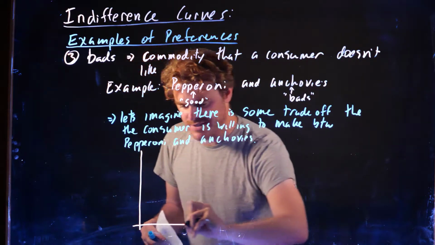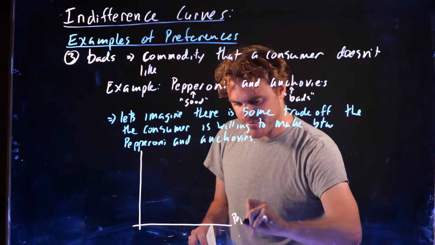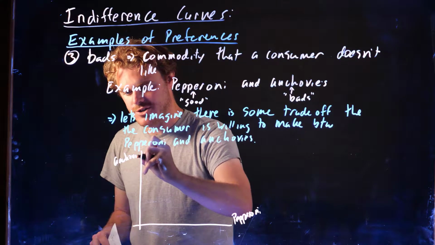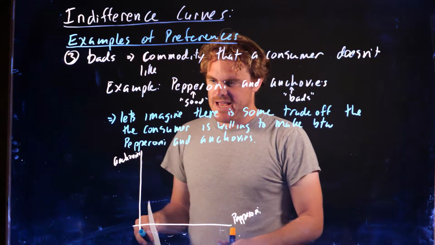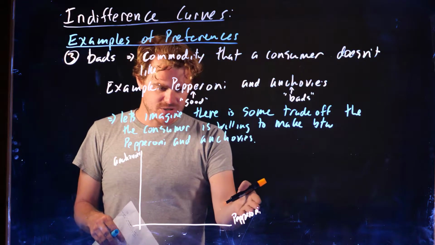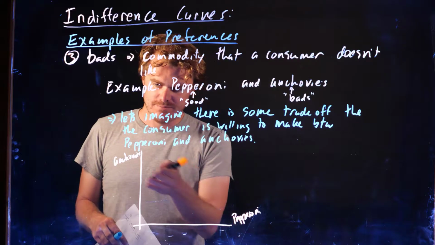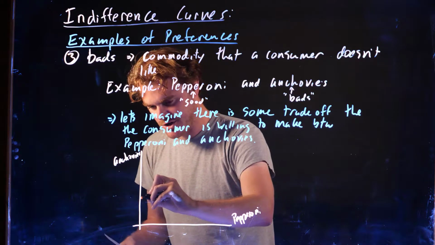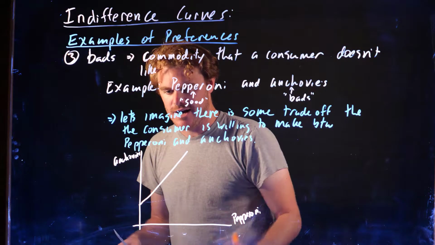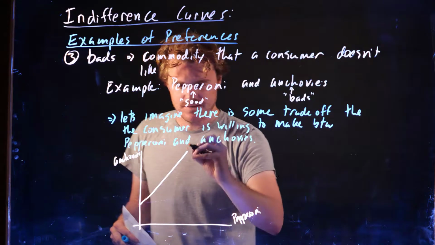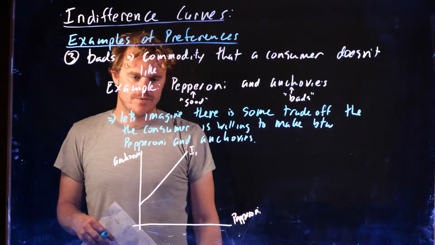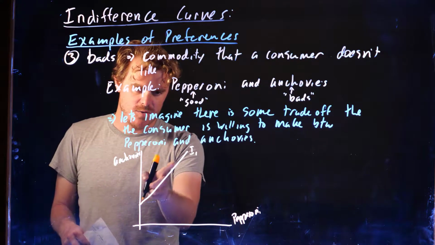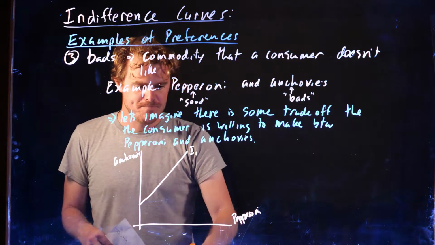So if we wanted to draw this situation, we could have the good, pepperoni, on the x-axis and anchovies on the y. The consumer wants more pepperoni, but anchovies is a bad, and there's some trade-off between the two. If there's a constant trade-off, the indifference curves are going to be straight lines. Let's say this is I1, for instance. To have more anchovies, to go up, we need to be compensated with more pepperoni.